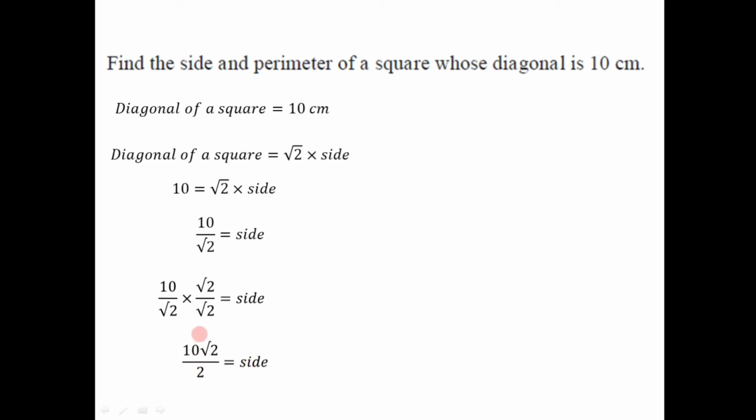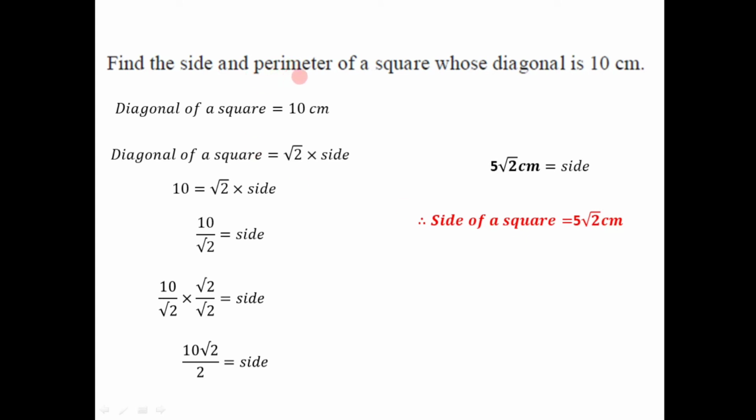Now if we divide 10 in the numerator by 2, we get 2 5s are 10, that's why 5 root 2, that is equal to side. That means side of a square is 5 root 2 centimeter. So this is the answer of the first question.